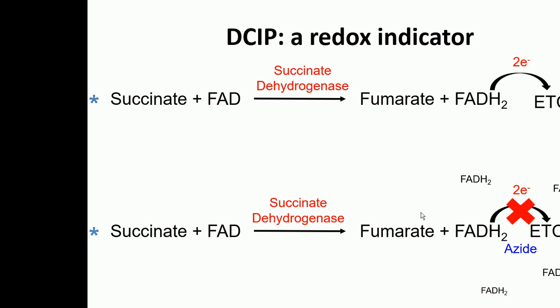And then the electrons from FAD are given to the electron transport chain and eventually given to oxygen. So this is normally happening. But what we are going to do in the experiment is use sodium azide, and sodium azide is an electron transport chain blocker, and it will not let the electrons go to the electron transport chain and eventually to oxygen.